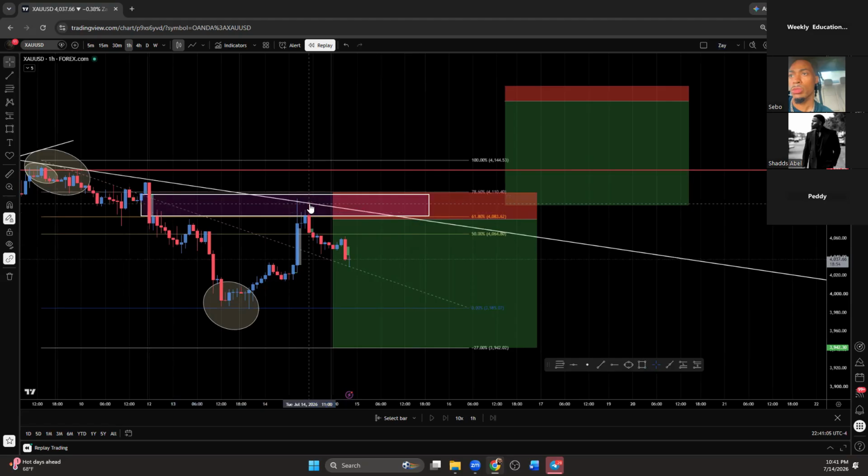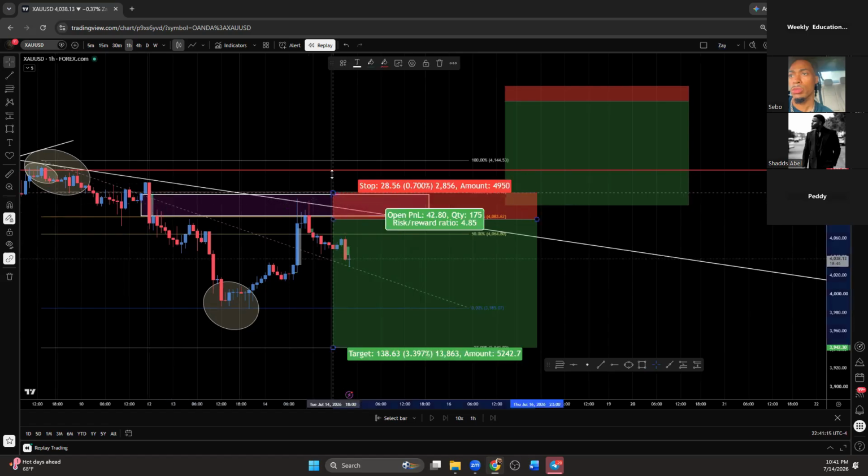Once you find FVGs at the area that you want to enter a trade, man, you better be confident to take that trade, place your stop loss above that structure that you need to place it. I personally would have placed my stop loss above here. I'm not gonna cap, I would have never placed it right here.